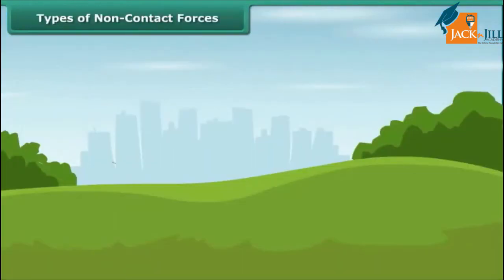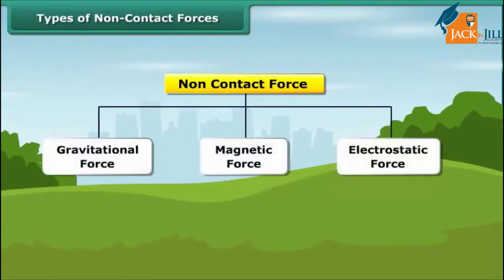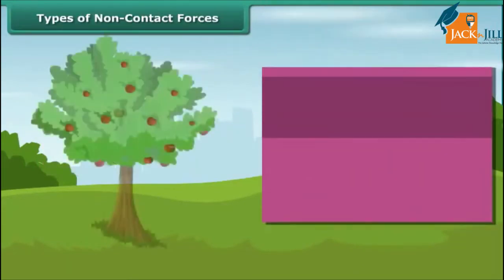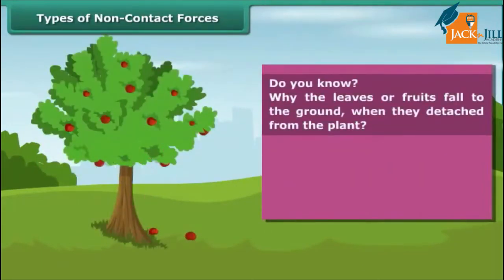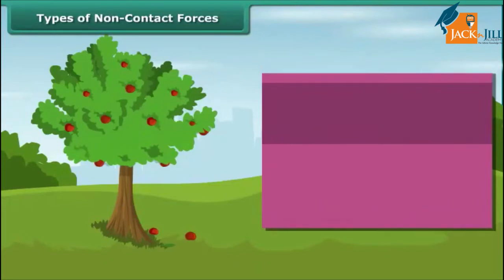Types of non-contact forces. The types of non-contact forces are gravitational force, magnetic force, and electrostatic force. Do you know why the leaves or fruits fall to the ground when they detach from the plant? This is because of gravitational force. The force due to Earth's attraction is called the gravitational force. This is an example of non-contact force.